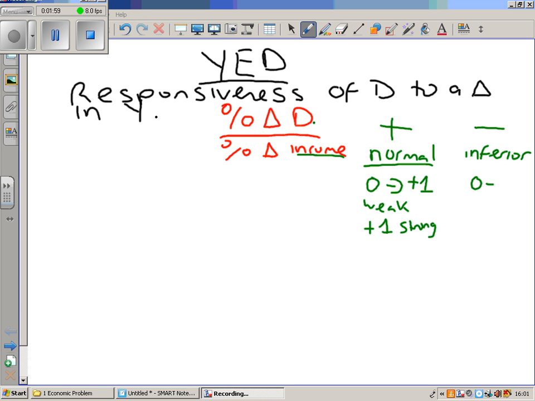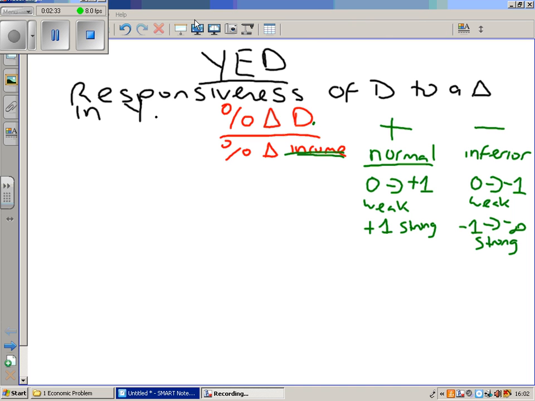Inferior good, 0 to minus 1, would show it's a weak inferior good. Minus 1 through to minus infinity would show me they are strong inferior goods. So what I mean by that is, for a weak inferior good, a change in income will generate only a small change in demand. For a strong inferior good, a change in income will lead to a massive reduction in demand. So let's just think very quickly about how we can show these in diagrams.